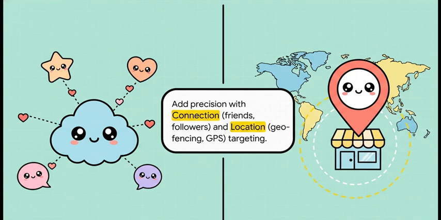We can layer on connection targeting, which looks at who your friends and followers are. And then there's location targeting, which uses real-world GPS to reach people, say, the moment they walk into a specific store. It gets really granular.